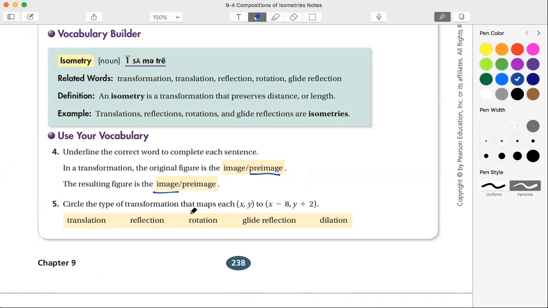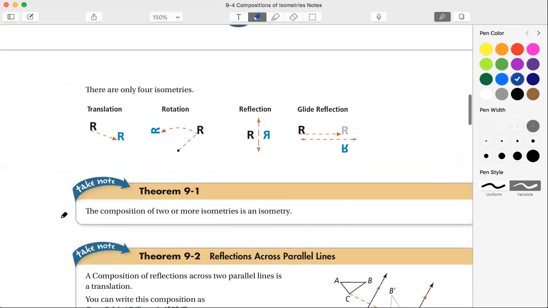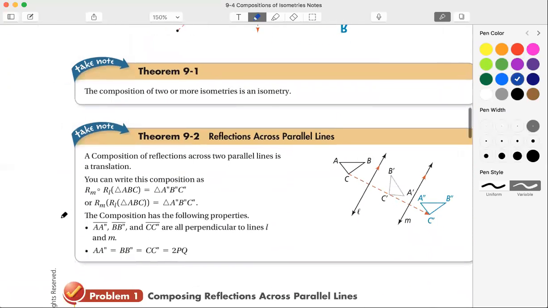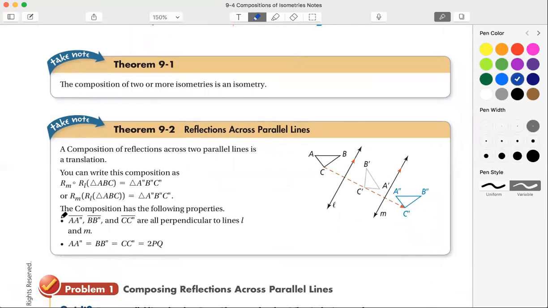Circle the type of transformation that maps each (x, y) to (x minus 8, y plus 2). We noticed we just moved it over 8 units and 2 units, so this is a translation. There are only 4 isometries: a translation, a rotation, a reflection, or a glide reflection. Theorem 9.1: the composition of 2 or more isometries is also an isometry.